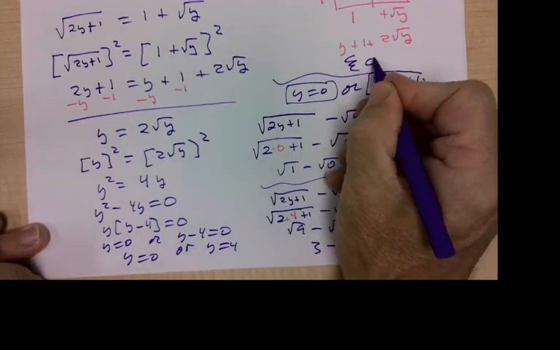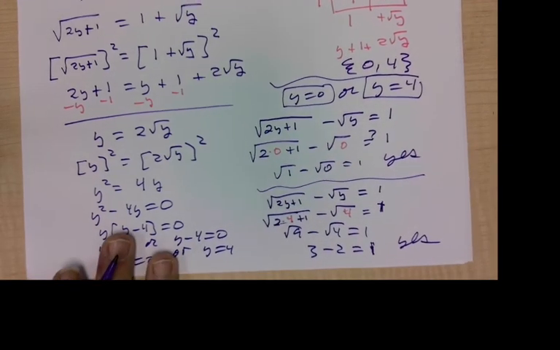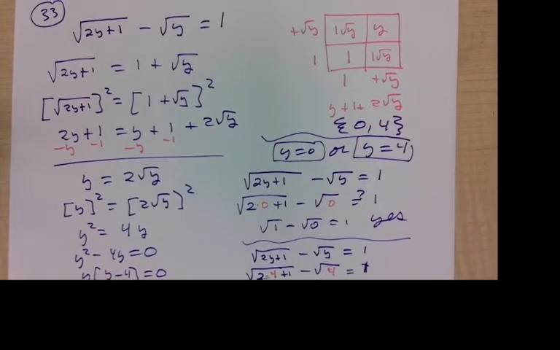I like to write my final answer in curly brace form. Curly brace form, 0 and 4, is our solution to that problem. And that will conclude this final video on the final exam review for intermediate algebra.